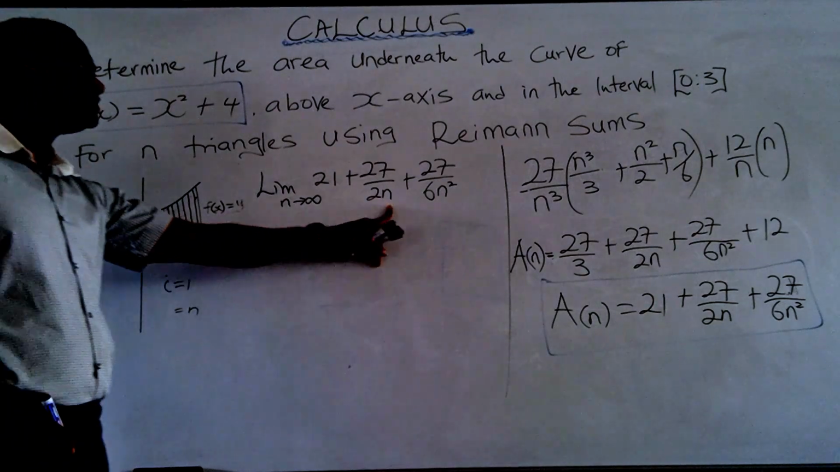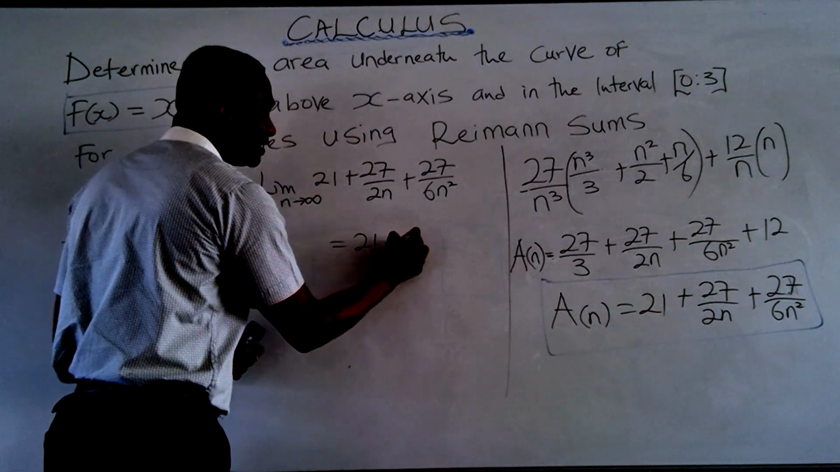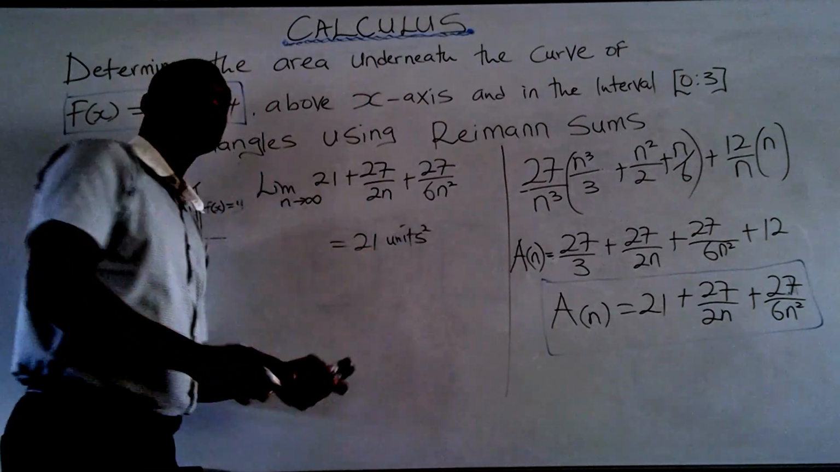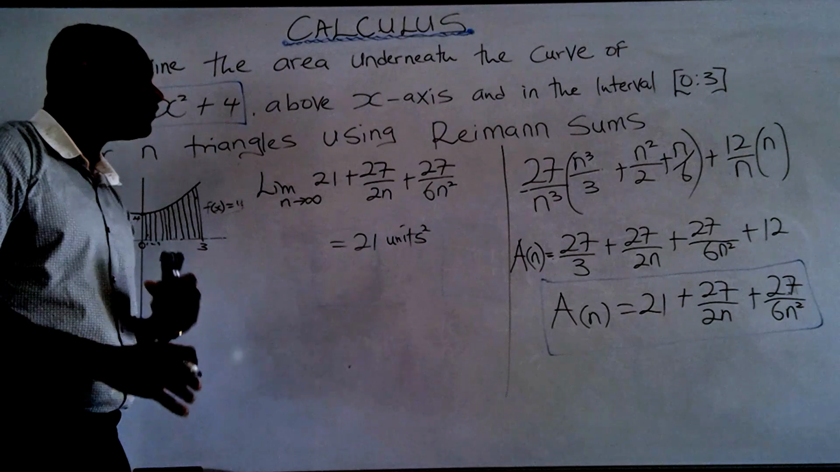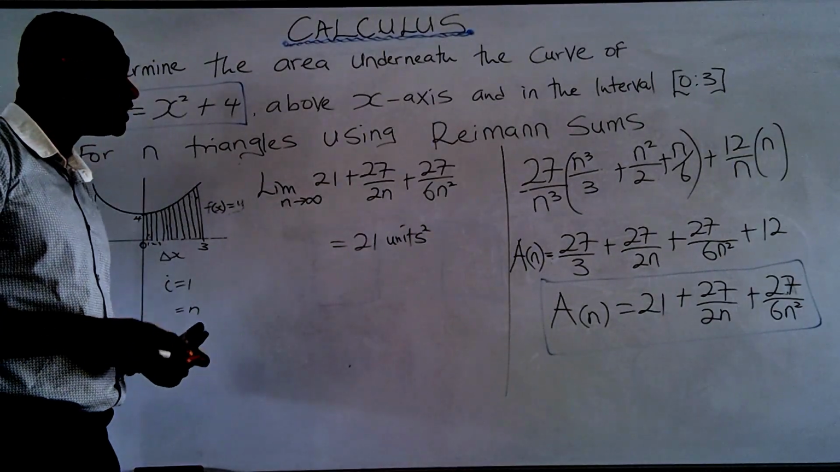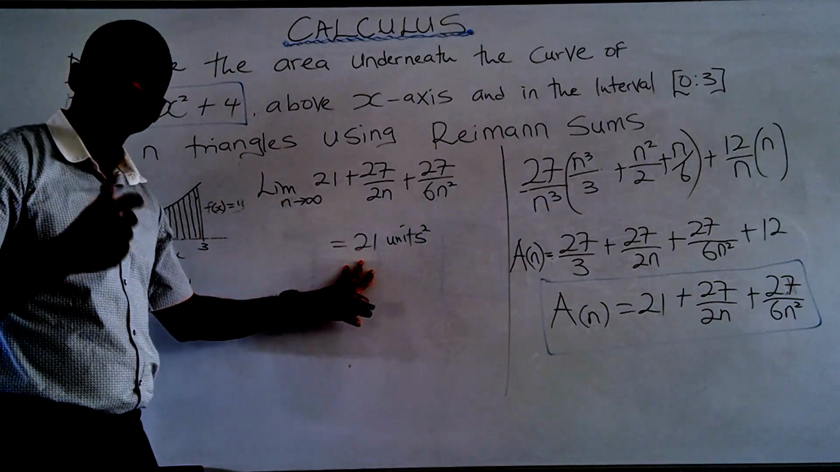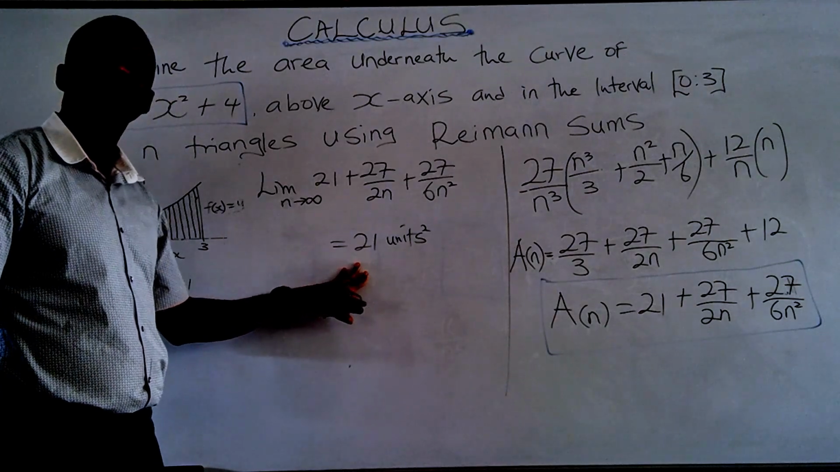If you plug infinity here and here, you will see that the limit of this function will give us 21 units squared. Remember, this is when the number of rectangles is uncountable. If you check from what we did previously, under integration we got something like this.